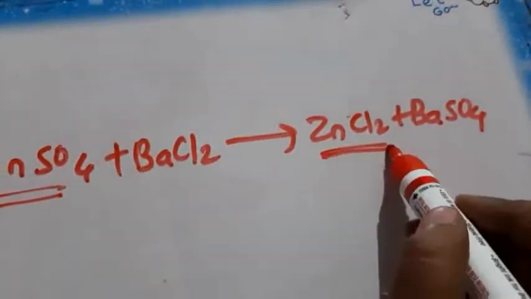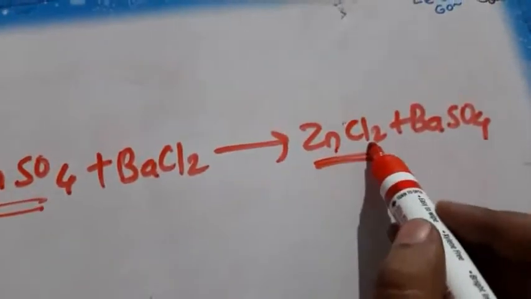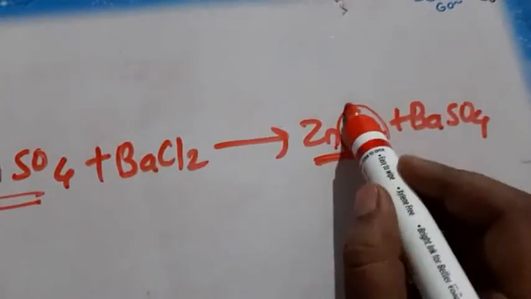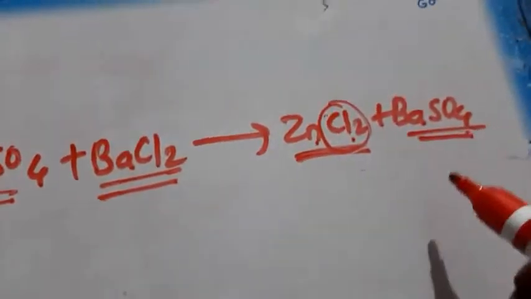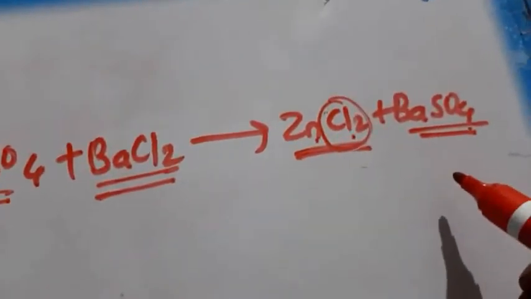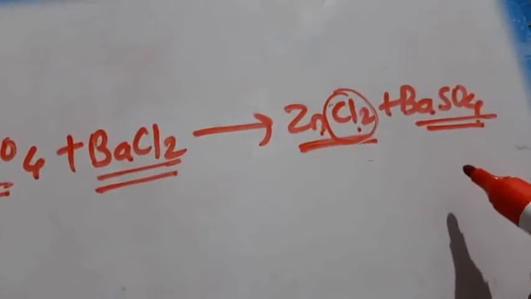Here you can see Zn and Cl2, that is, SO4 is replaced by Cl2, and here also BaCl2 instead of that BaSO4, means 2 times displacement has taken place. That's why this reaction is a double displacement reaction.